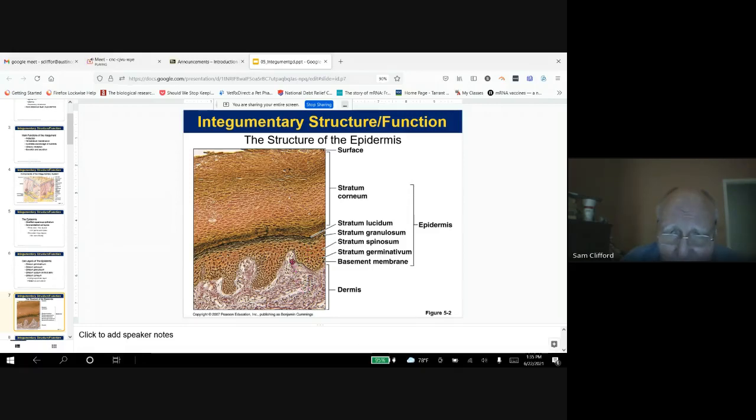This is called a dermal papilla. This is called an epidermal ridge. Dermal papilla, fingers from the dermis grabbing onto the epidermis, and the extension of the epidermis into the dermis is called an epidermal ridge.